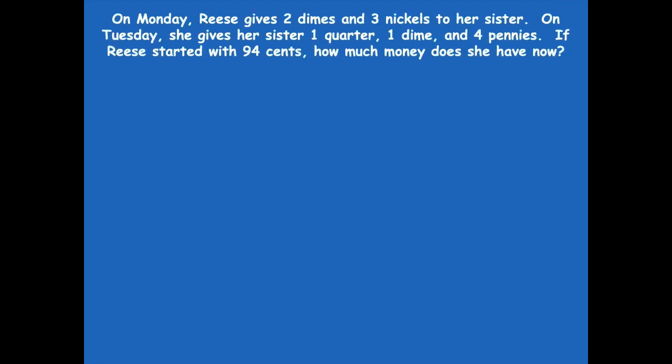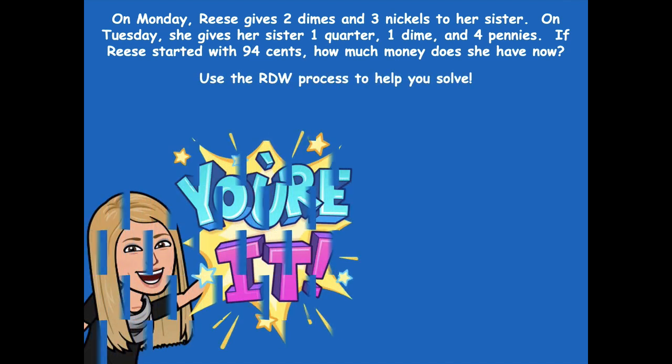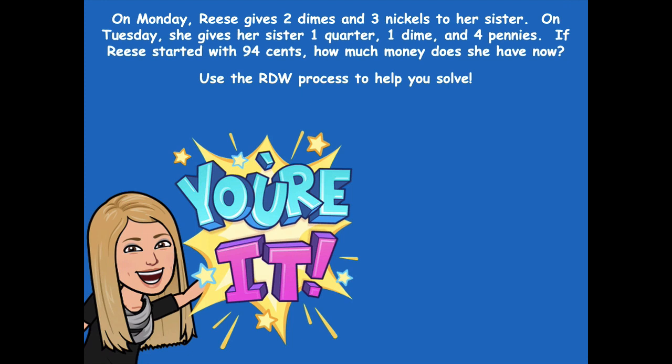So on Monday, Reese gives 2 dimes and 3 nickels to her sister. On Tuesday, she gives her sister 1 quarter, 1 dime, and 4 pennies. If Reese started with 94 cents, how much money does she have now? So you're going to use the RDW process to help you solve. So pause the video, do your best to solve the problem, and then click play when you're ready to go over it together. Remember, draw out a model to help you. Okay, so go ahead.